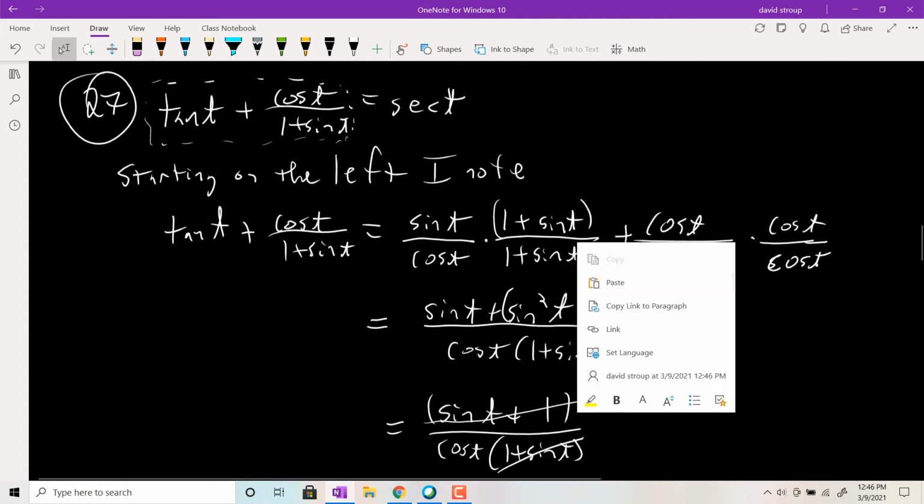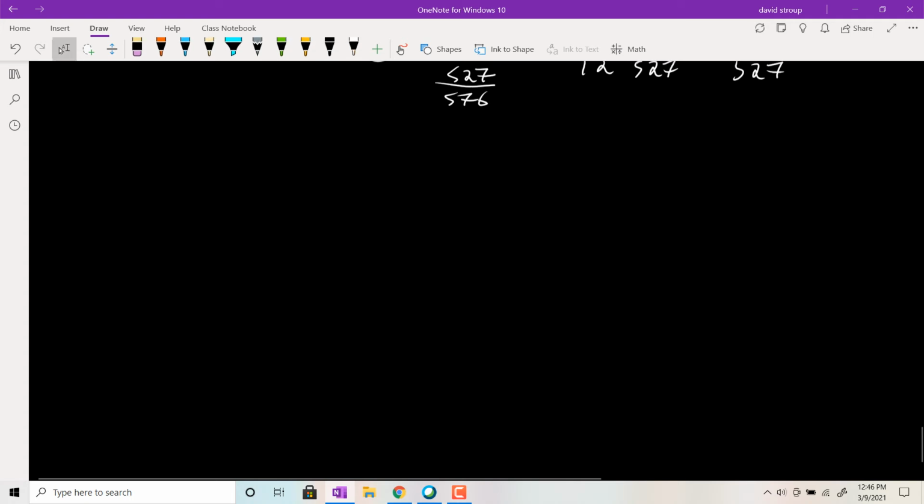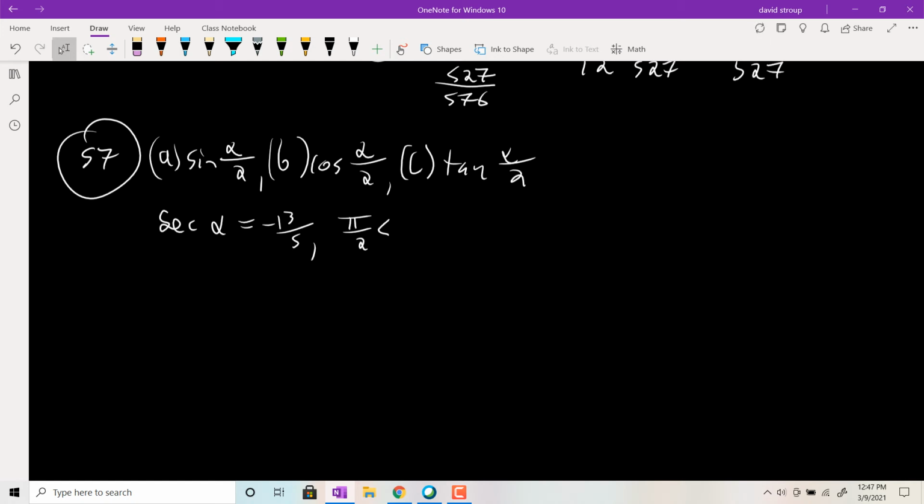Okay, so let's take a look at the actual problem then. This is now number 57. They want to know what is A, the sine of alpha over 2, B, what is the cosine of alpha over 2, and then C, what is the tan of alpha over 2. So they give you some information. The secant of alpha is negative 13 over 5. Alpha itself is in between pi over 2 and pi.